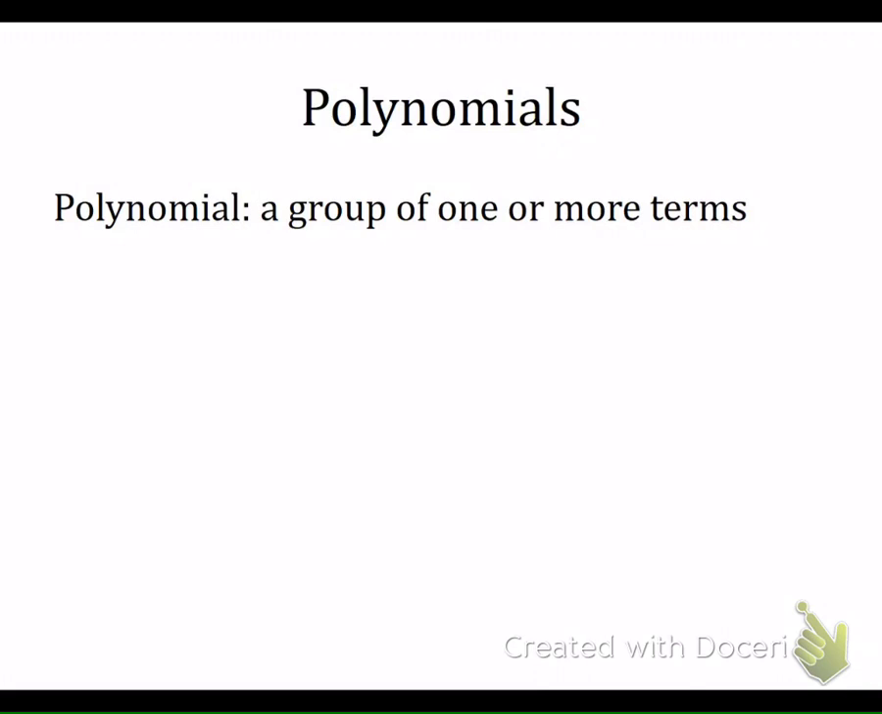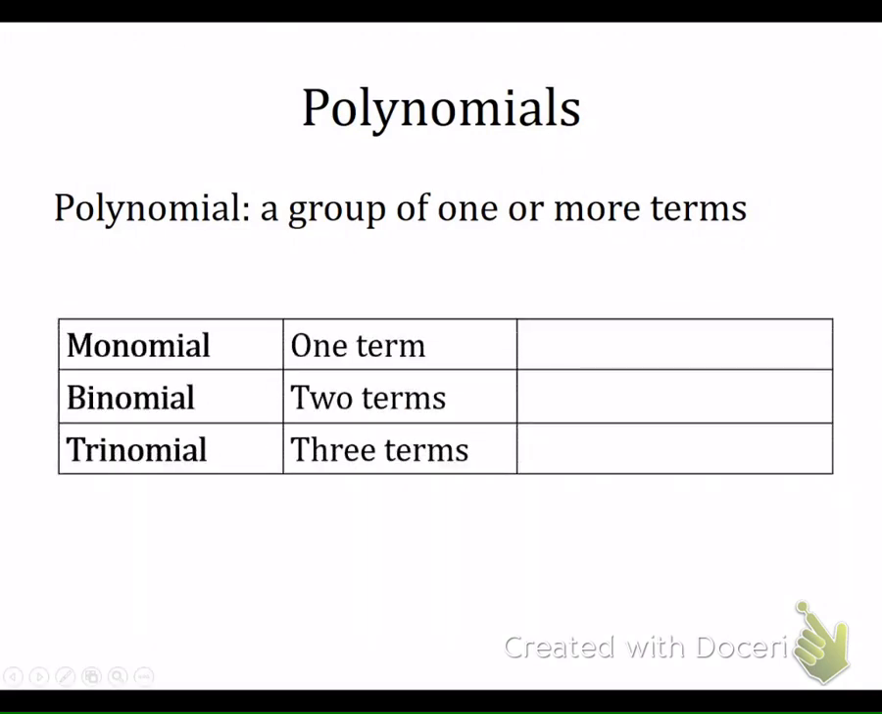And then another vocabulary term you need to know is a polynomial. It's a group of one or more terms. If it has one term, we call it a monomial. So an example of a monomial would be like 3x. There's a 3 and an x, but they're being multiplied together. They're not separated by pluses or minuses. So that's just one term.